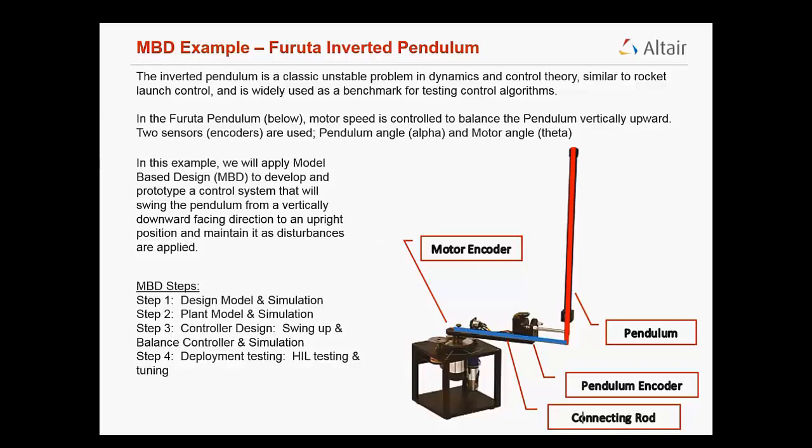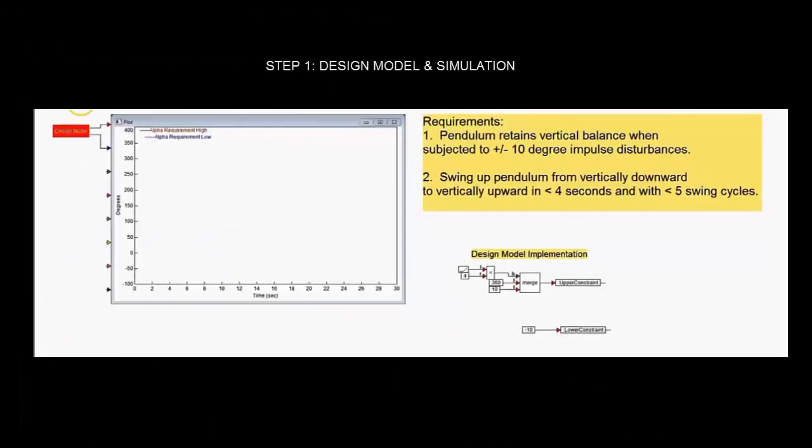In this example, we will apply model-based design to develop and prototype a control system that will swing the pendulum from a vertically downward-facing direction to an upright position and maintain it as disturbances are applied.